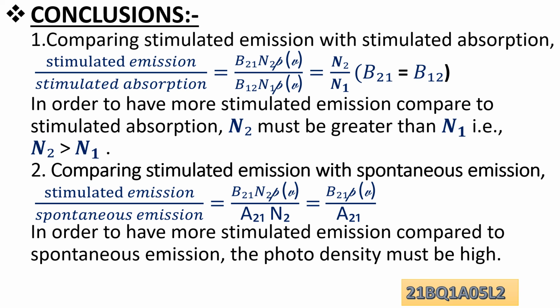Now the second one, comparing stimulated emission with spontaneous emission. We know that stimulated emission equals B21 N2 rho of nu from equation 3, and spontaneous emission equals A21 N2 from equation 2. Cancelling N2 from both numerator and denominator, we obtain the ratio of stimulated emission to spontaneous emission as B21 rho of nu by A21. In order to have more stimulated emission compared to spontaneous emission, the photon density must be high. So these are the conclusions about Einstein coefficients.